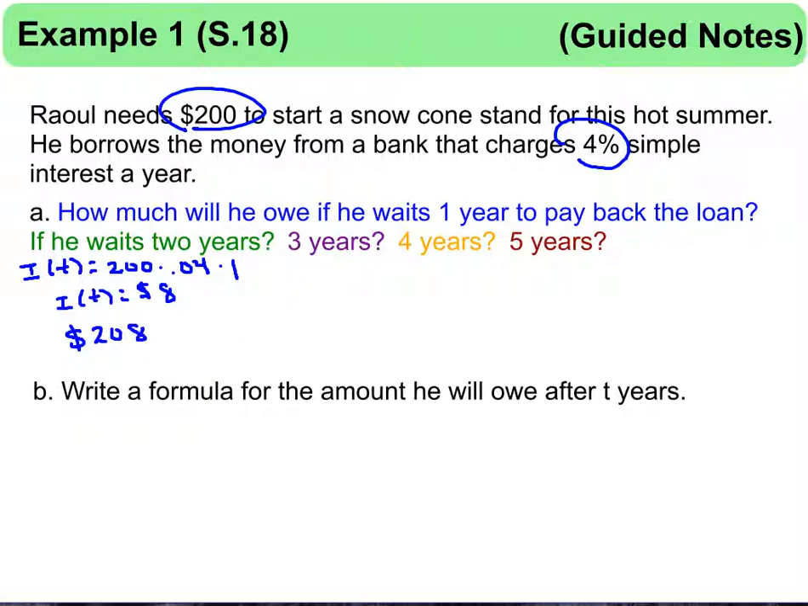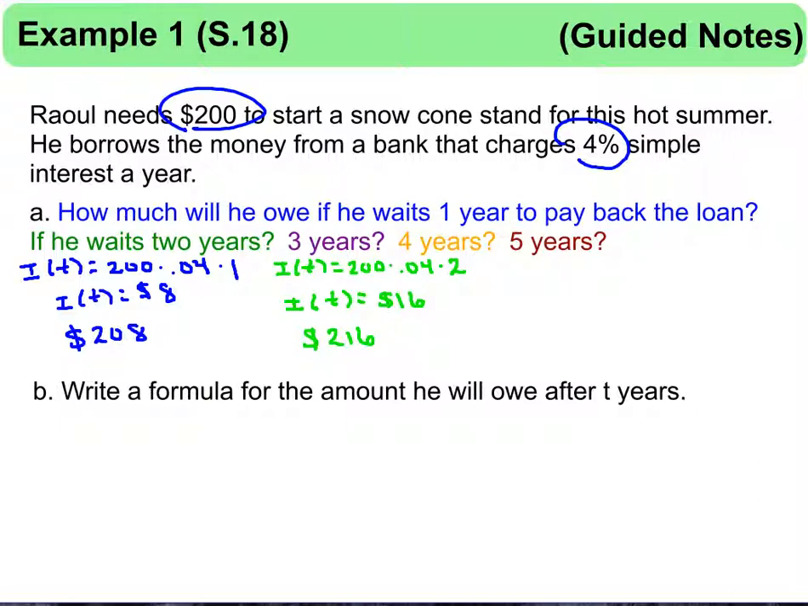Now, let's say he doesn't pay it back the first year, and he waits 2 years to pay it back. Based on this information, I could say I(t) is equal to 200 times 0.04, but I'm going to wait 2 years to pay that back. So if that's the case, then my I(t) is going to equal $16. And that means I will owe $216.